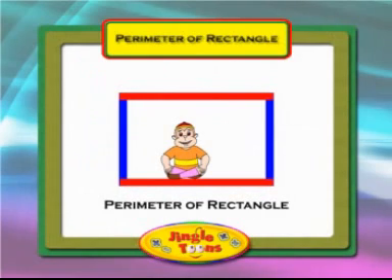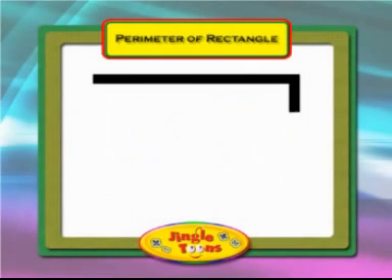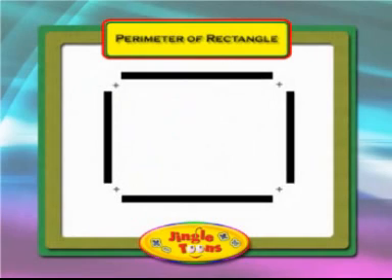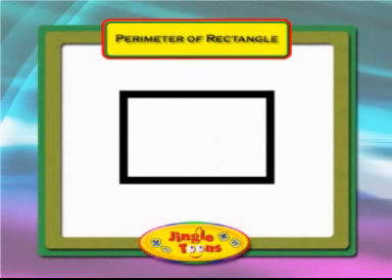The perimeter of rectangle. The perimeter of a rectangle is the sum of the length of all four sides of a rectangle. As in a rectangle, only the opposite sides are equal. These sides are the length and the breadth.